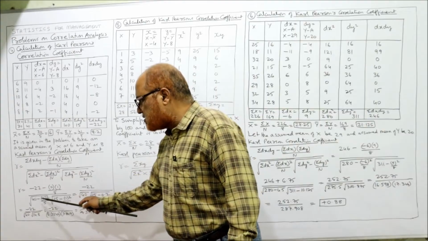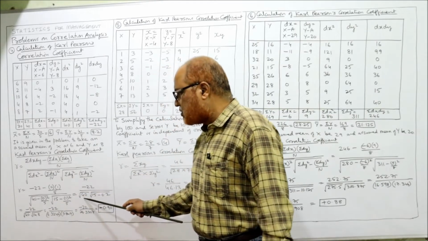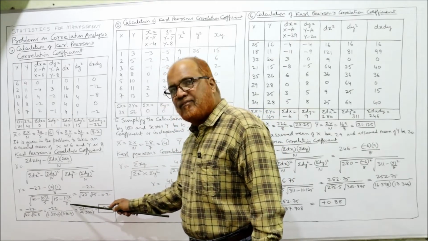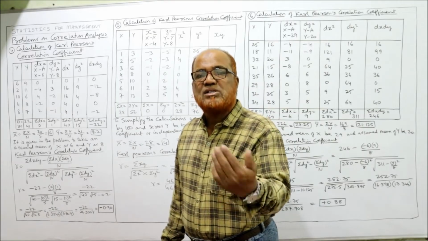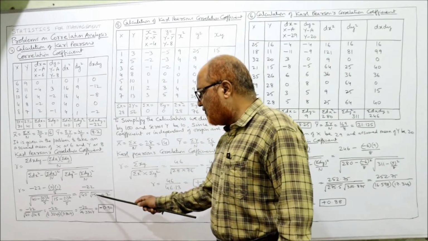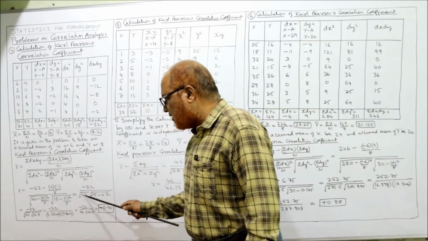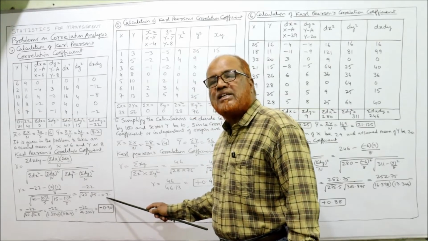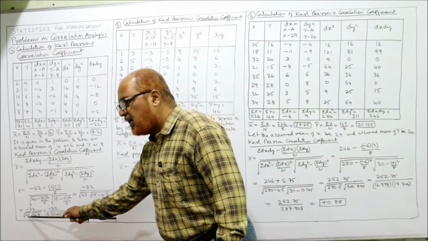Denominator: 40 minus 0 whole square by 5, again you will get 0. So root 40. Here 15 minus 1 whole square by 5. 1 square means 1 only. So 1 divided by 5 is 0.2. So here 15 minus 0.2. So numerator minus 22, denominator root 40, root of 15 minus 0.2, that is 14.8 under root.